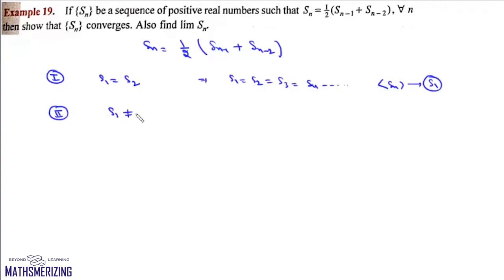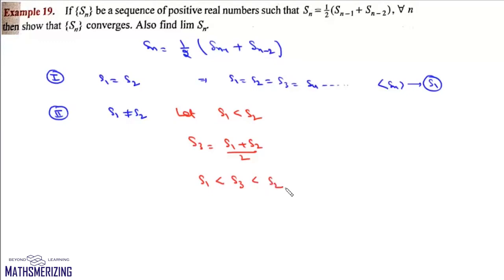Now we consider the second case when S1 is unequal to S2. So if S1 is unequal to S2, then either S1 is less than S2 or S1 is greater than S2. So we'll take any general case. Let S1 be less than S2. Now we find S3. S3 is S1 plus S2 by 2. Now S3 is the arithmetic mean of S1 and S2. That means S3 will lie between S1 and S2. So we'll write S1 is less than S3, which is less than S2.